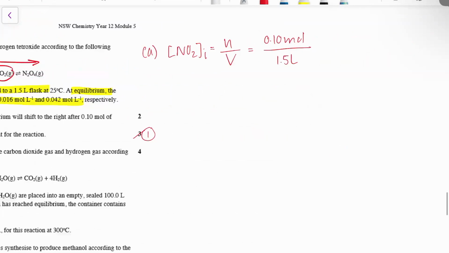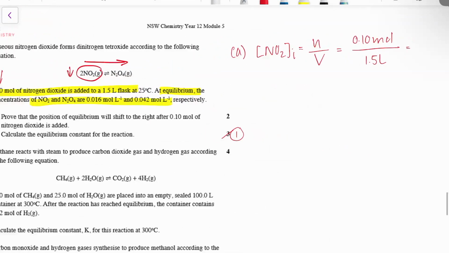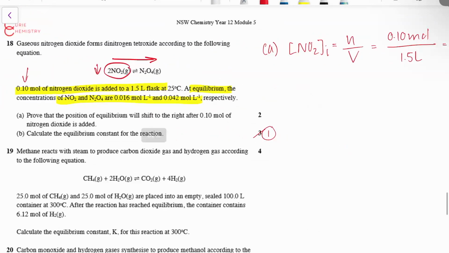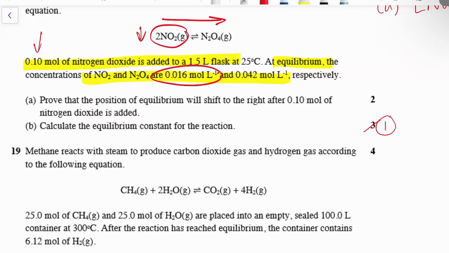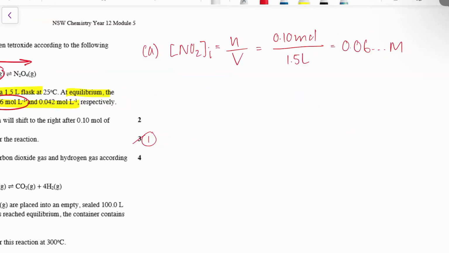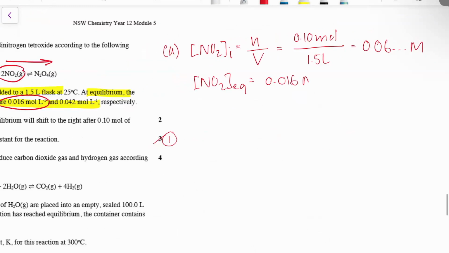So what's the initial concentration of NO2? 0.06 and so on. 0.06 molar. And then the equilibrium concentration is 0.016. So NO2 at equilibrium, given to you in the question, is 0.016 molar. So the concentration decreased, which means the position of equilibrium shifted to the right, away from it. Part B, calculate the equilibrium constant.